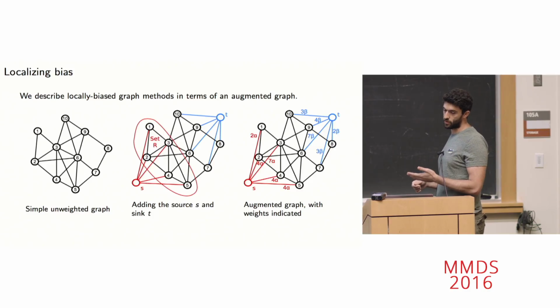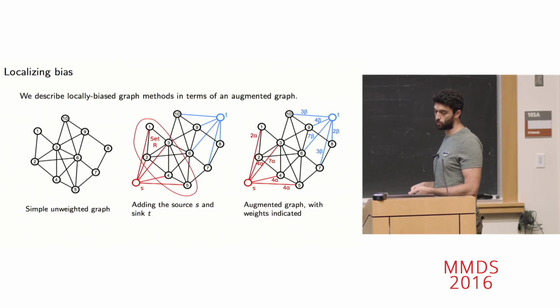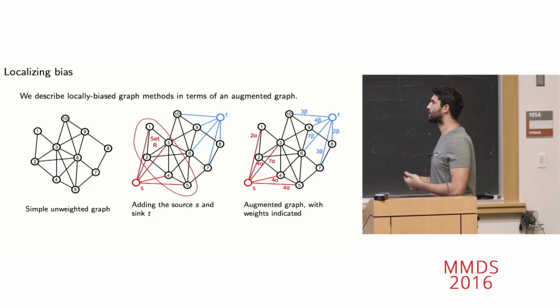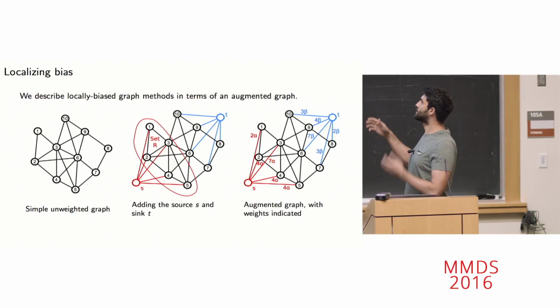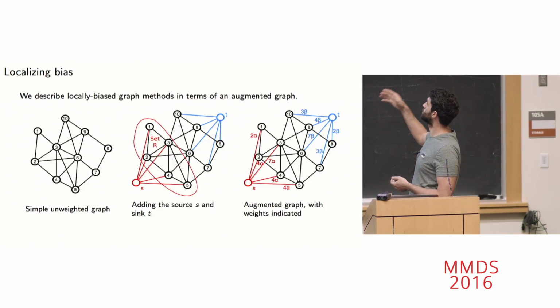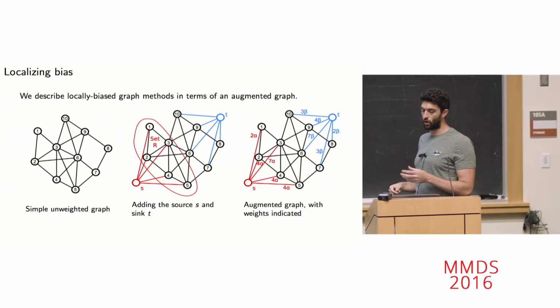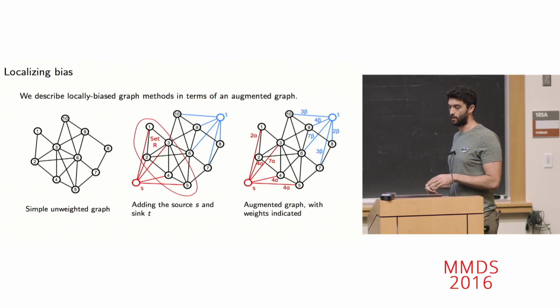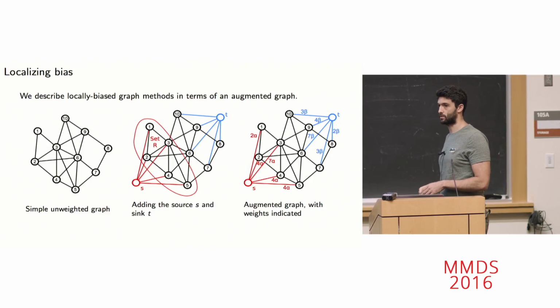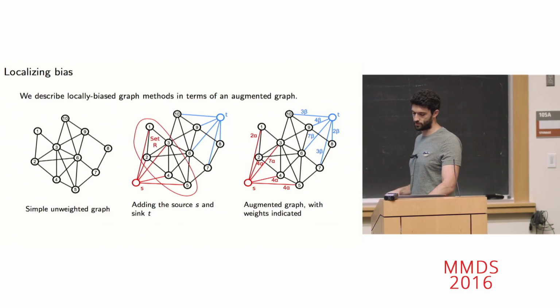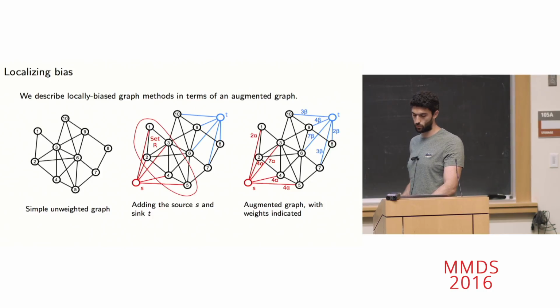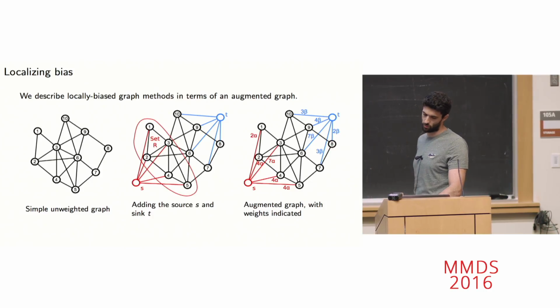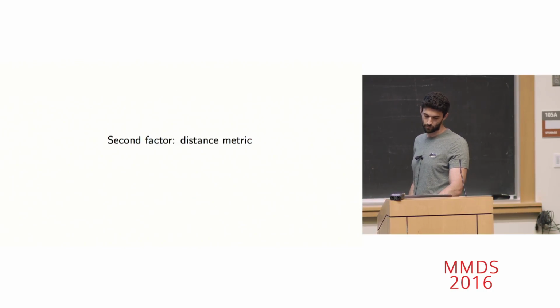But how does this augmented graph promote locality? An example that you can think of is, let's say we want to send some flow from the source to the sink. Now, the flow will necessarily have to pass through the set R. So if there's a bottleneck there, the solution is going to be locally biased. So very briefly, this is an example of why this structure promotes locality.